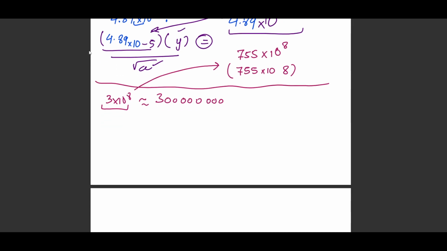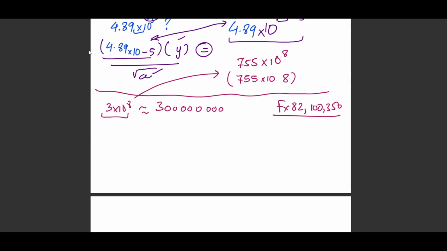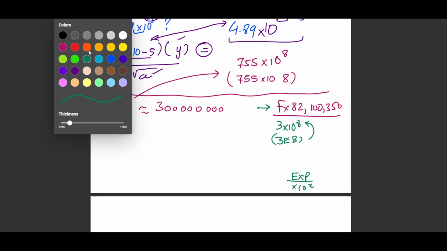I would like to bring your attention that on the FX82, 100, and probably on 358, if my memory serves me right, the X10X button is replaced with a button known as EXP. So don't worry about that. It's exactly like the X10X button and serves exactly the same purpose. The only difference is that if you write down 3 into 10 raised to the power 8 on a calculator that has EXP, not X10X, you will see 3 small e8. This is exactly the same representation as this one. Go ahead and practice with this.